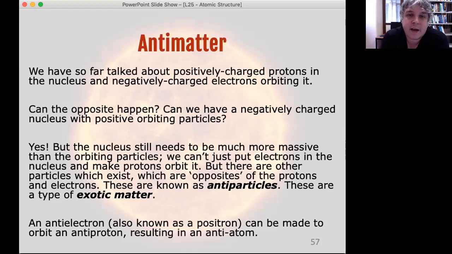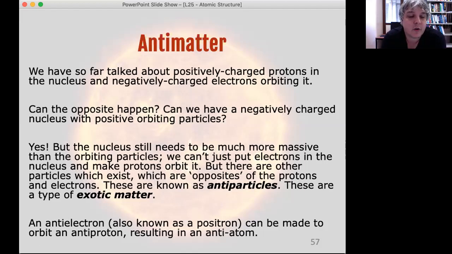However, there are opposites of protons and electrons. You can get something that is just like a proton but has a negative electric charge, and you can get something that is just like an electron and has a positive electric charge. These are known as antiparticles, and they are a type of exotic matter. So antiparticles are not your regular protons, electrons, and neutrons. You get an antiproton, right? An antiproton has a similar mass to a proton, but it has a negative electric charge. An antielectron has a similar mass to an electron, but has a positive electric charge.